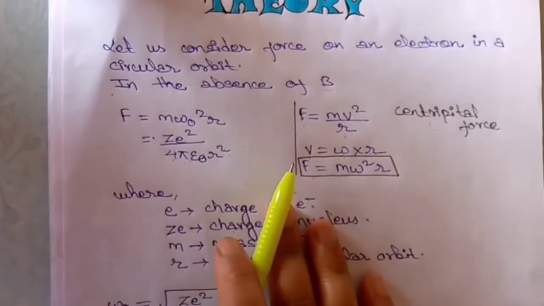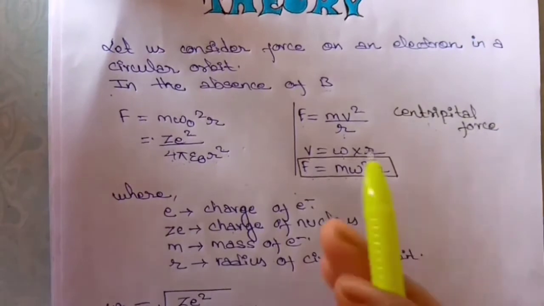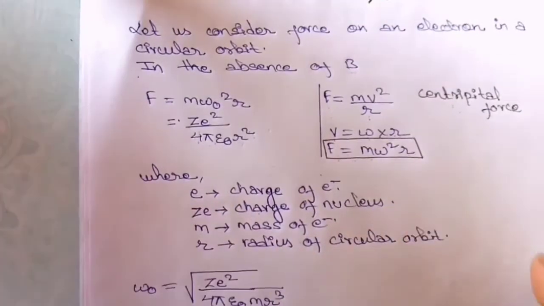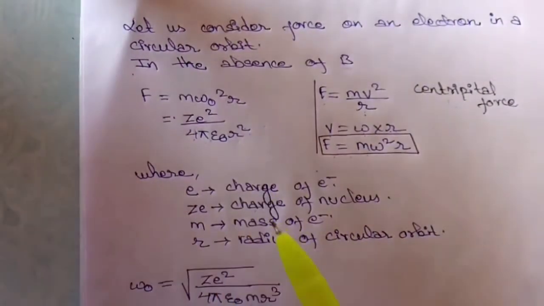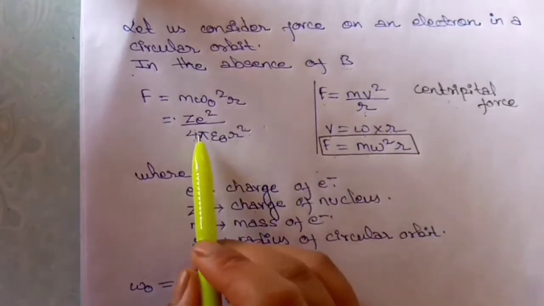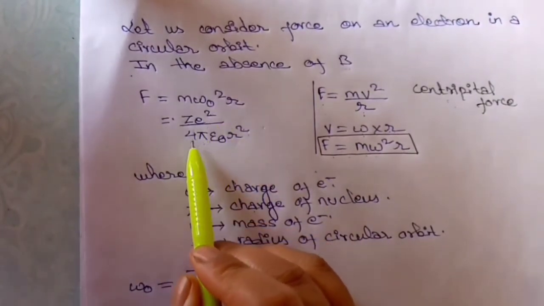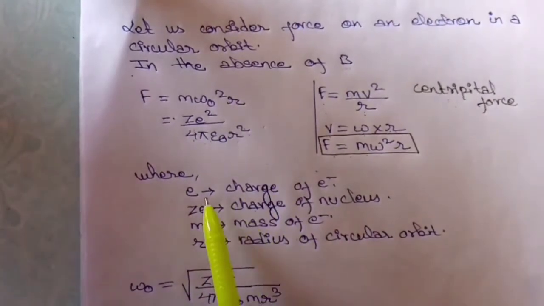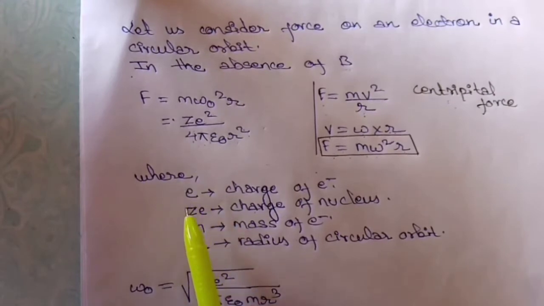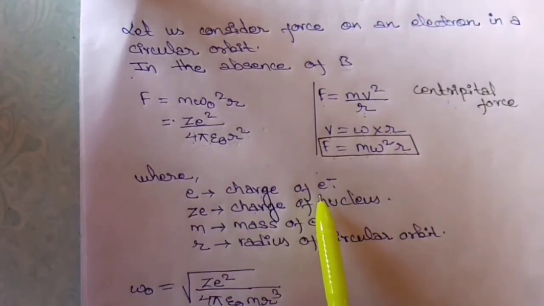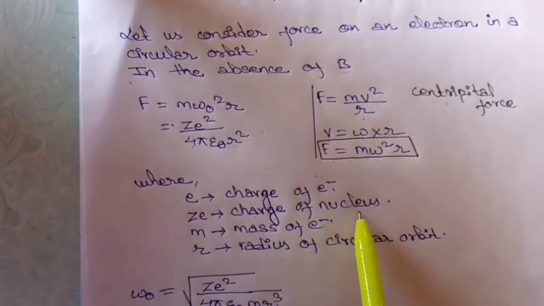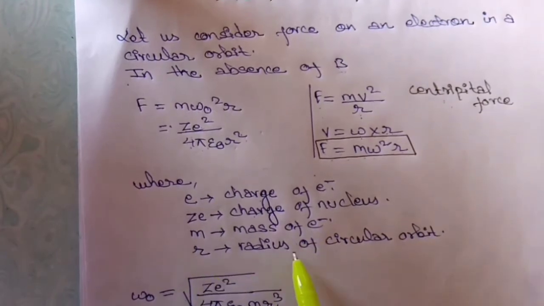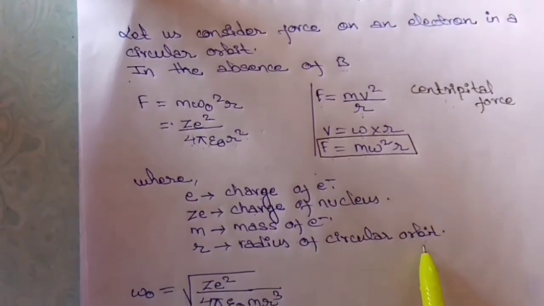So from here we get centripetal force, and we have another force, which is the electrostatic interaction between the nucleus and the electron. That electrostatic energy is given as ZE square divided by 4 pi epsilon naught r square. Here, what is E? E is the charge of the electron, ZE is the charge of the nucleus, m is the mass of the electron, and r is the radius of the circular orbit.